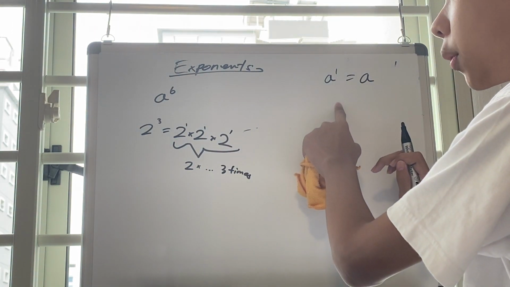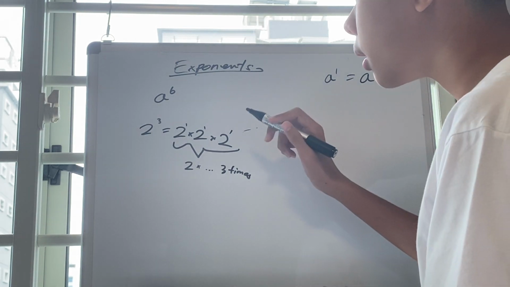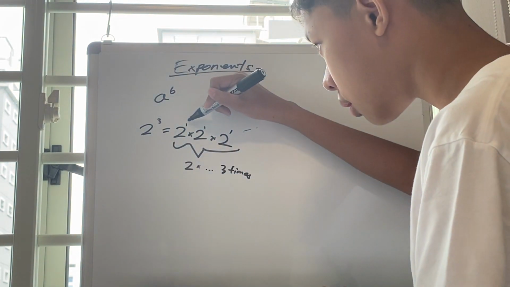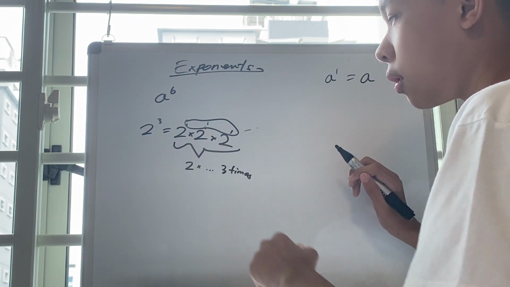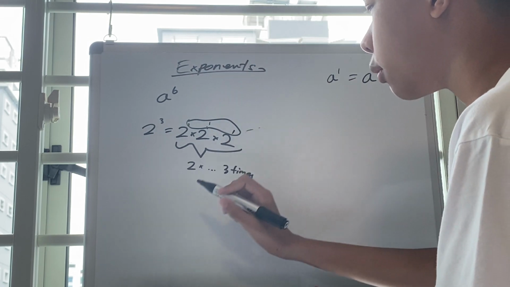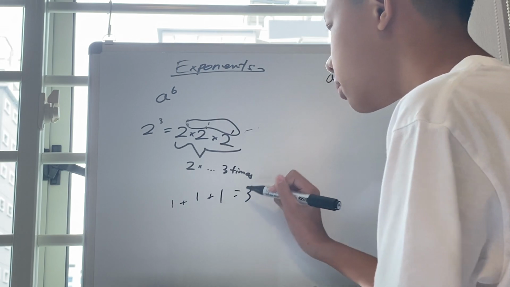So we're going to use this property to convert 2 into 2 power 1. And then all of this: 1 plus 1 plus 1 equals 3. Let me just write that down. 1 plus 1 plus 1 equals 3.